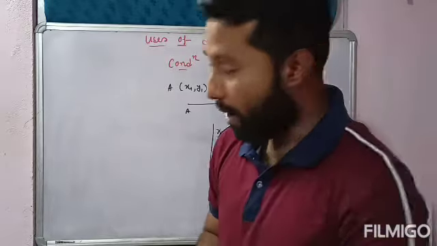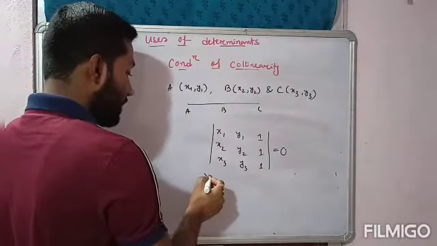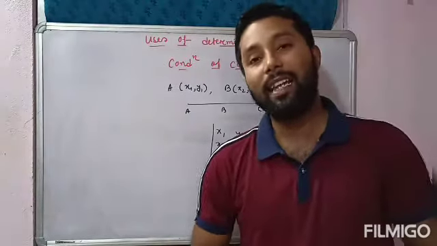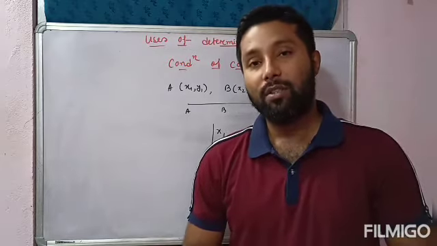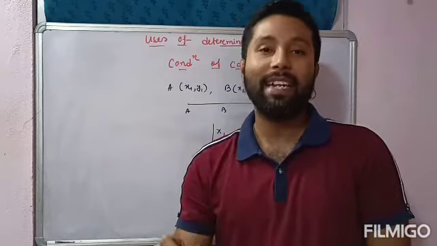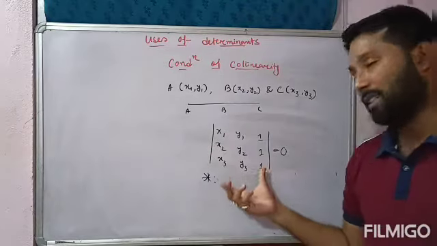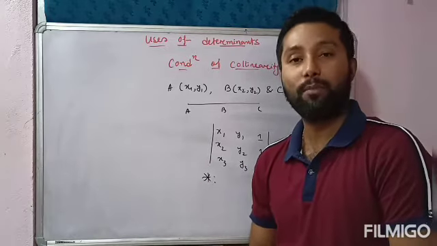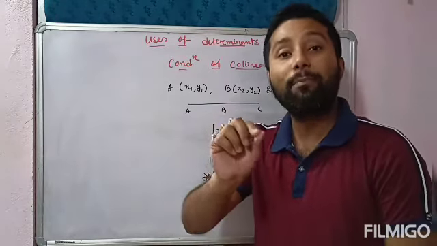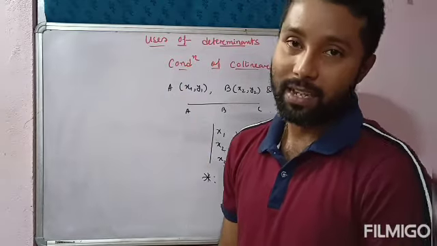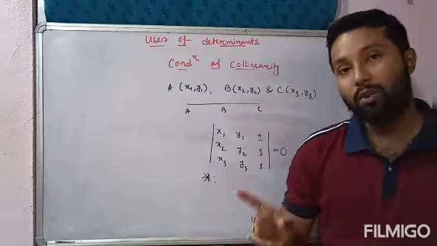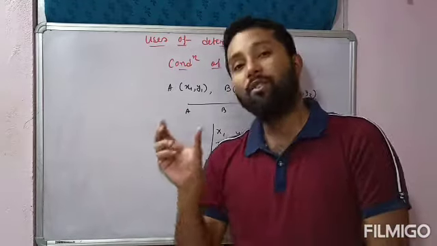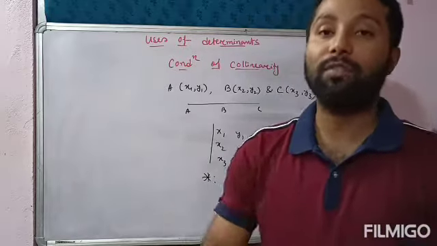Now there are 2 very important points. You have to remember these 2 points. The first point is, we all know that area cannot be negative, right? So since area cannot be negative, after expansion, if you get any negative value, you have to consider it as positive. That means always you have to take the absolute value of the determinant.